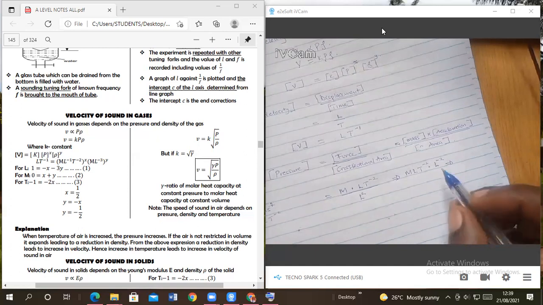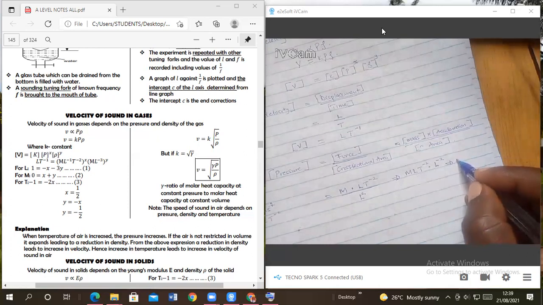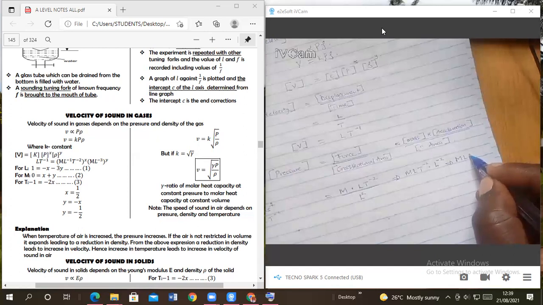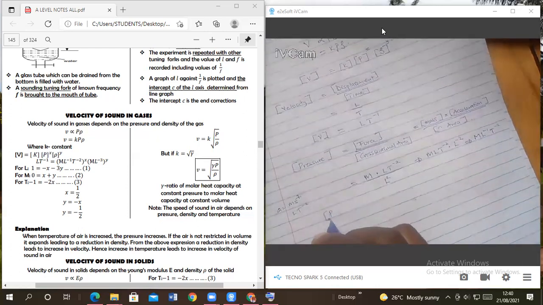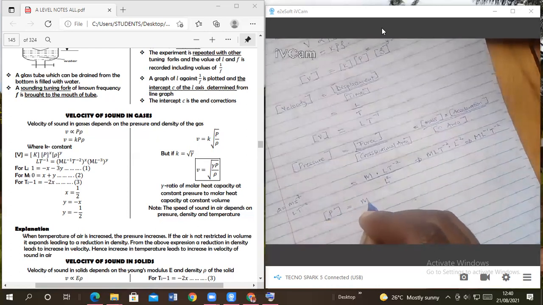Okay, let us proceed. What do you get? So M L to the power negative 1, T to the power negative 2. Okay, so that is for pressure, isn't it? So for pressure, this is M L to the power negative 1 T to the power negative 2.